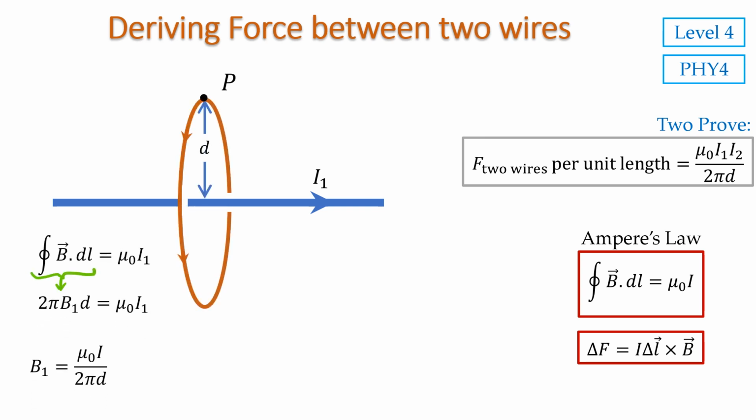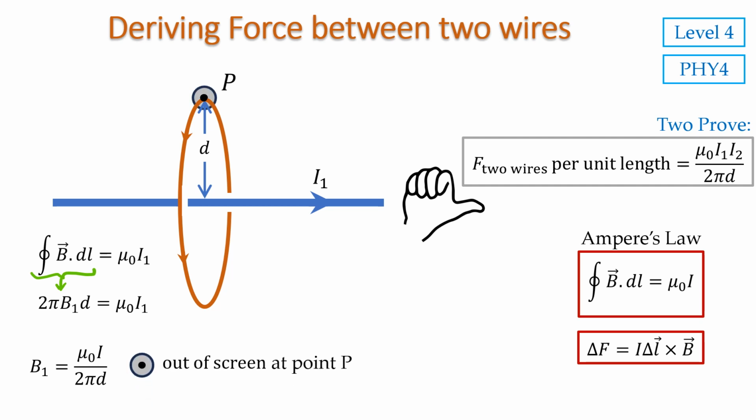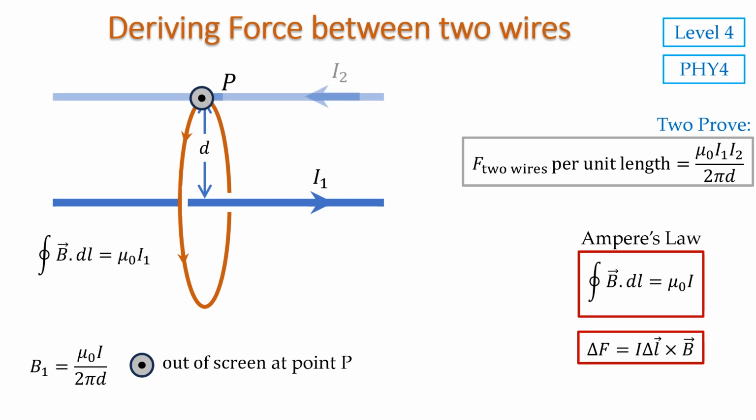The direction of the magnetic field is given by Ampere's right-hand rule. So from the Ampere's right-hand rule, we see that at a point P above the wire, the magnetic field will be coming out of screen as shown. Now let us have another wire that passes through the point P, and the current is moving in opposite direction. We will focus on the force on the small element delta L on the upper wire.